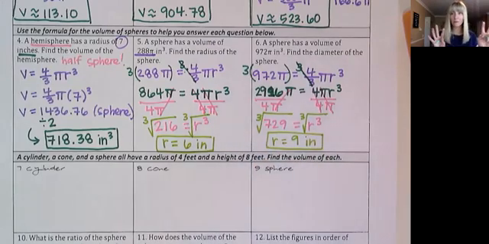I worked my way backwards. They gave me the volume, and I worked back to the radius. So you have to work forward in some of these formulas, and you have to work backward in others.